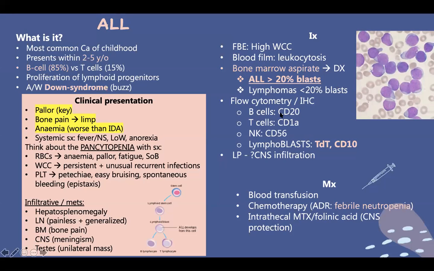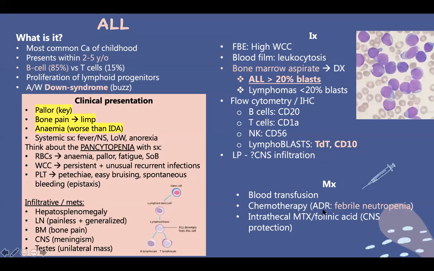The buzzword here I want you to remember is bone marrow aspirate. They normally take it from the pelvis, and it will show greater than 20% blasts in the bone marrow. Blasts are just these really immature cells. Leukemias are distinguished from lymphomas because lymphomas don't have greater than 20% of the bone marrow filled with them. You can do flow cytometry and immunohistochemistry to look at the different markers. Lymphoblasts have 2 specific markers, and you do a lumbar puncture to see if there's any central nervous system infiltration.